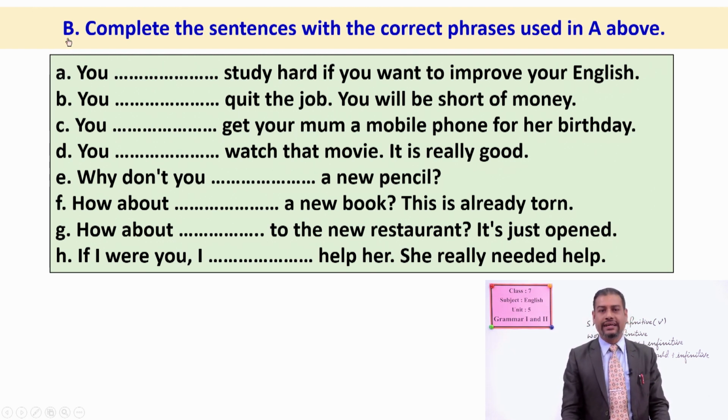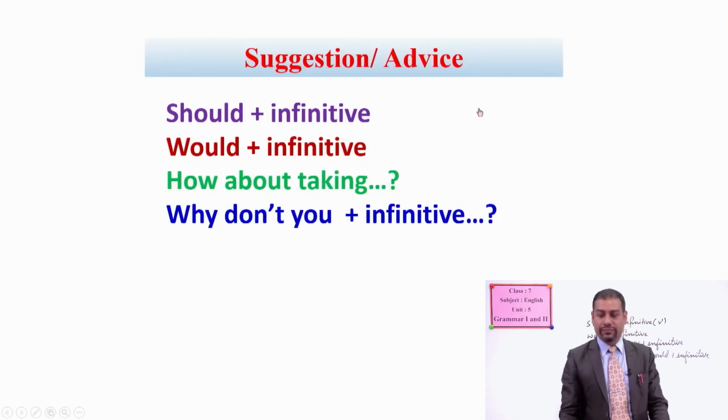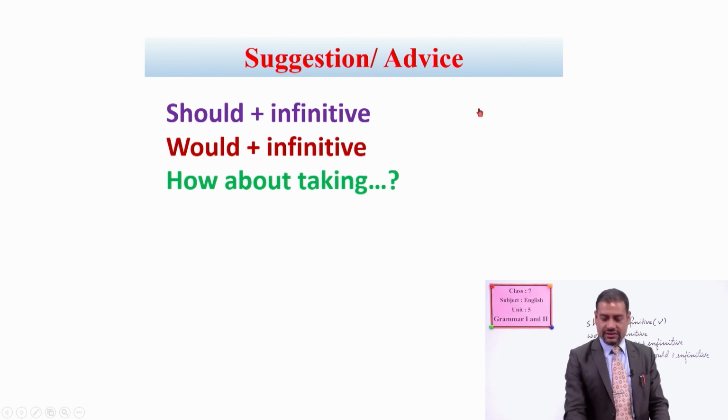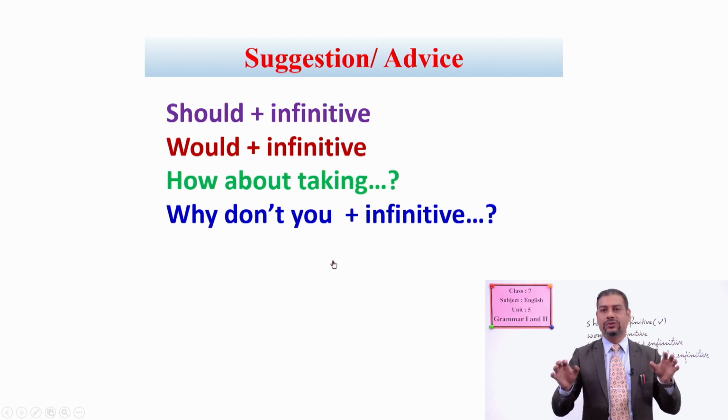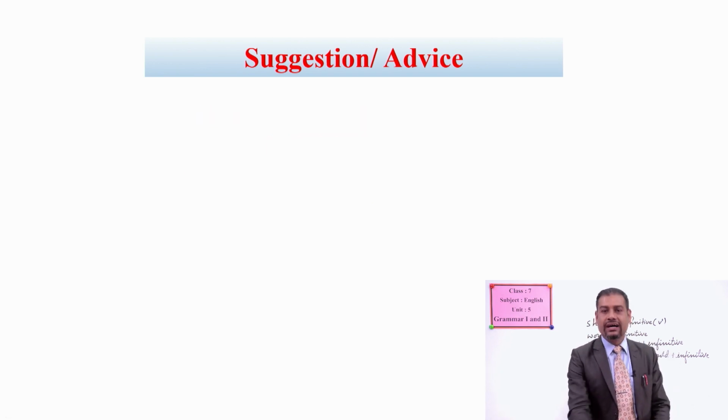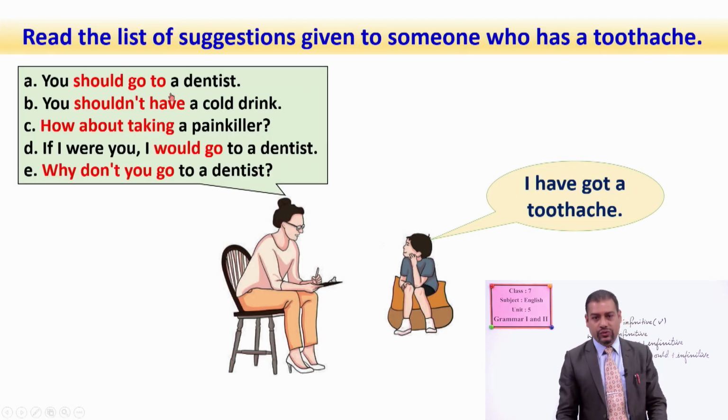So the instruction says complete the sentences with the correct phrases used in A above. Used in A above means we have these structures, okay? Like should plus infinitive, would plus infinitive, how about taking, why don't you, if I were you. You have to use such things, okay? Still I want to show you more. This one, should go to, shouldn't have, or you can say shouldn't plus infinitive, how about taking, would go, okay? Here is if I were you, first part, why don't you?